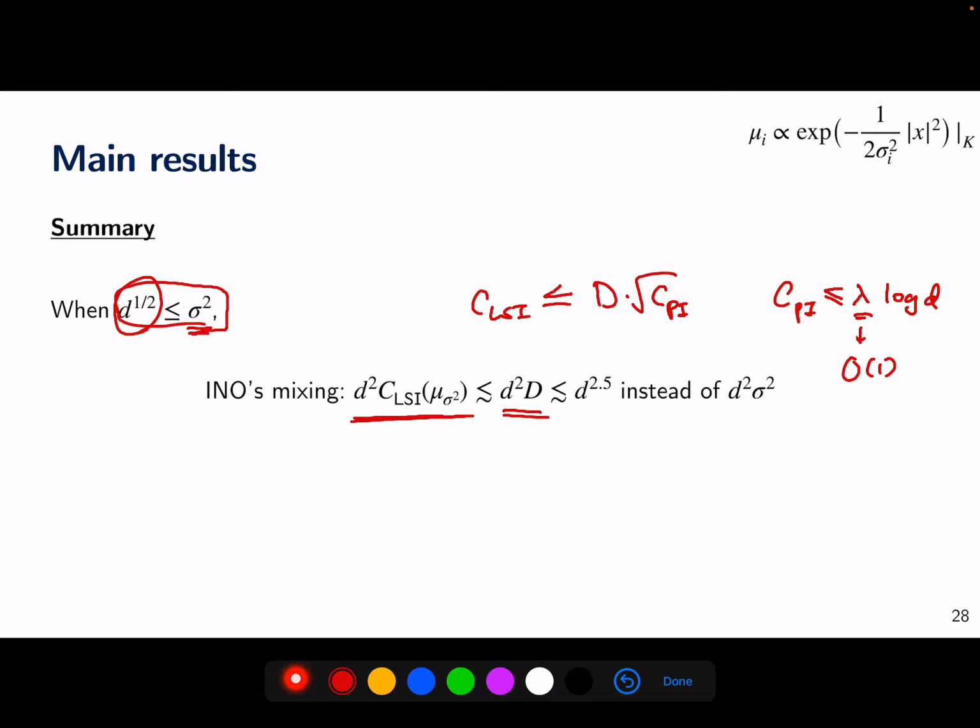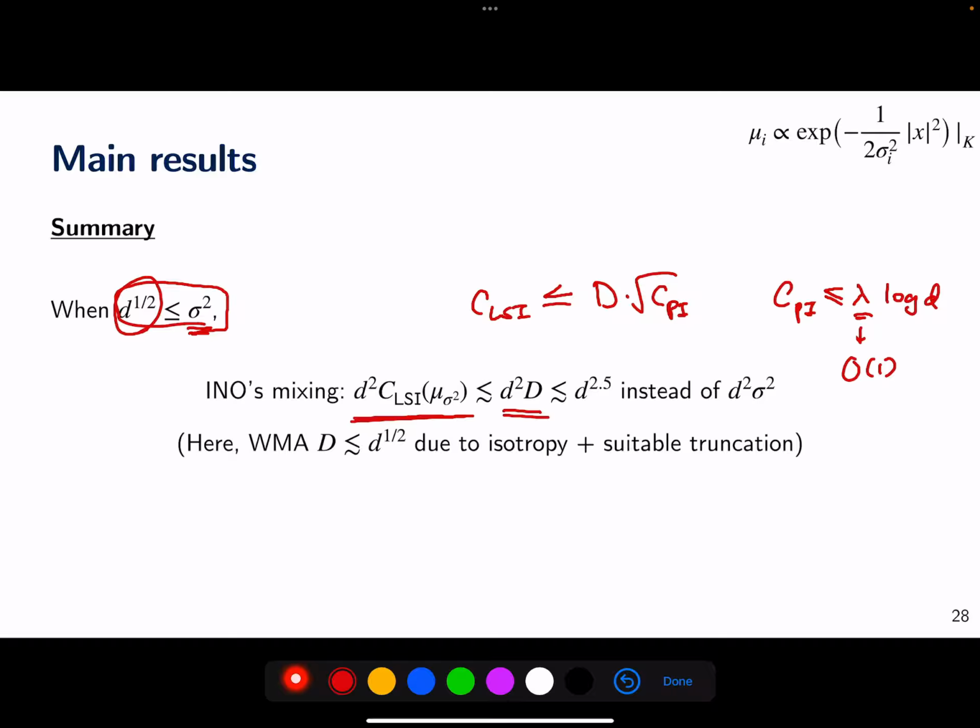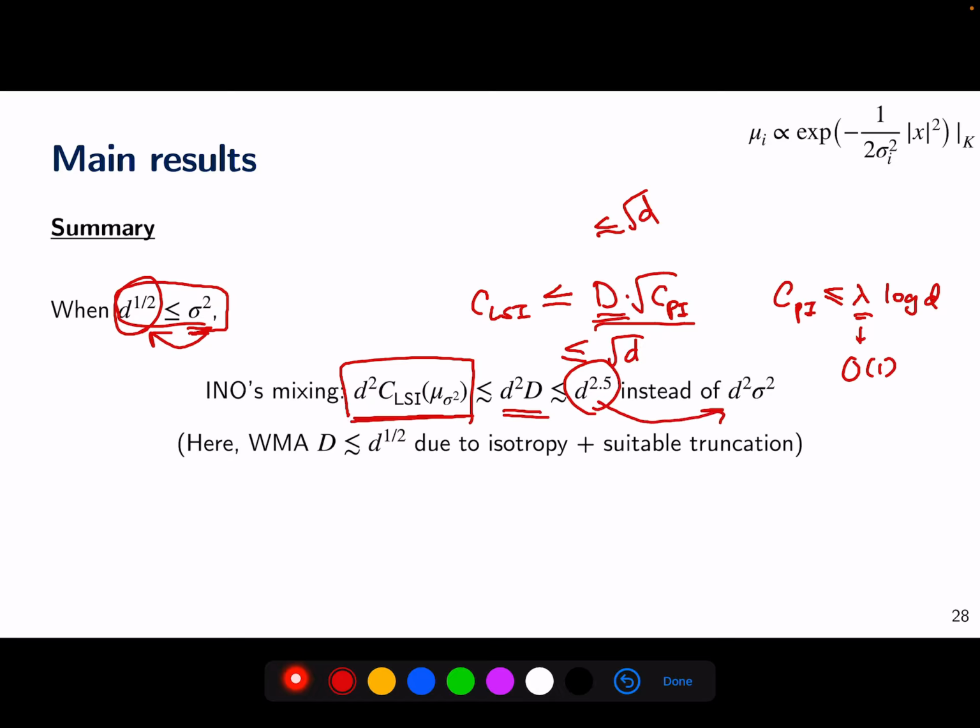And then we may assume that this diameter d is smaller than square root d by some suitable truncation of the convex body K, due to isotropy, so this bound is basically square root d up to some log. So in and out mixing, when sigma square is larger than square root d, is always d to the 2.5, and apparently this is always better than d squared times sigma square, right?